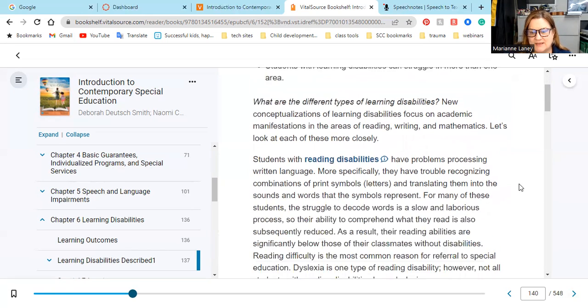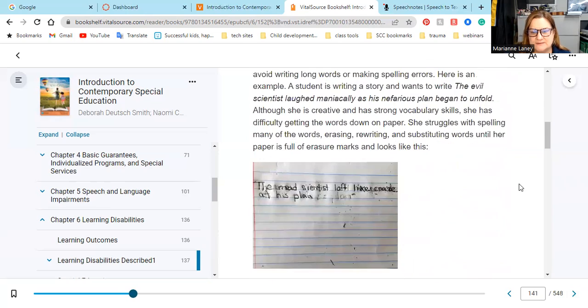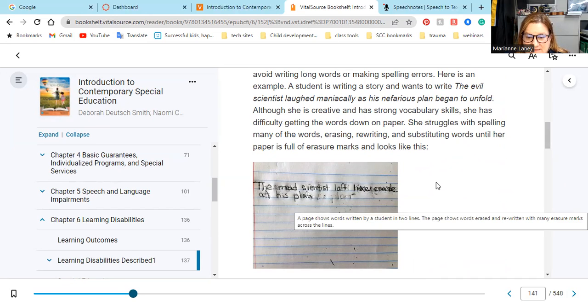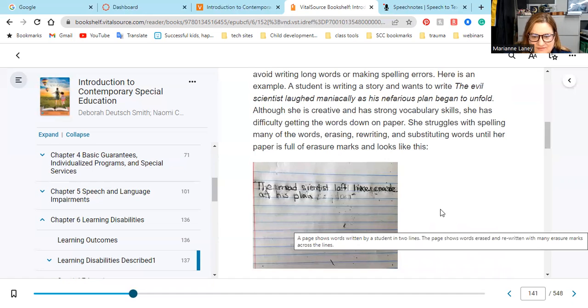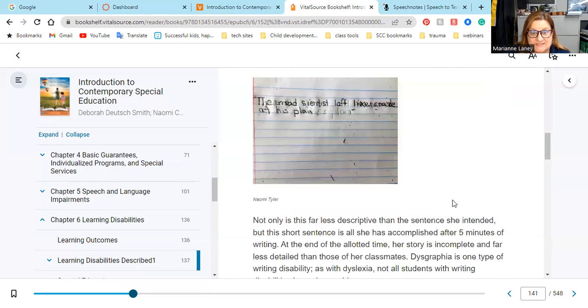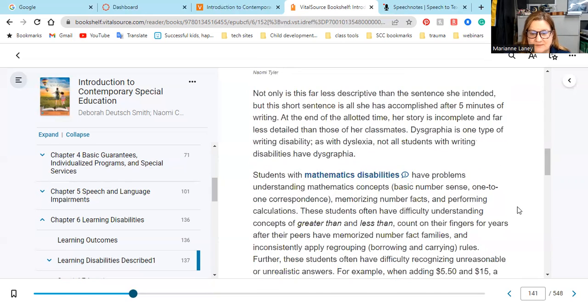Yeah. Again, we talked about reading disabilities, writing disabilities. Yeah, this right here is better than how my son writes. He says, the mad scientist let his plan. I don't know what he's saying, but a lot of erases. I can tell this kid is trying really hard, but it is challenging for him, right?